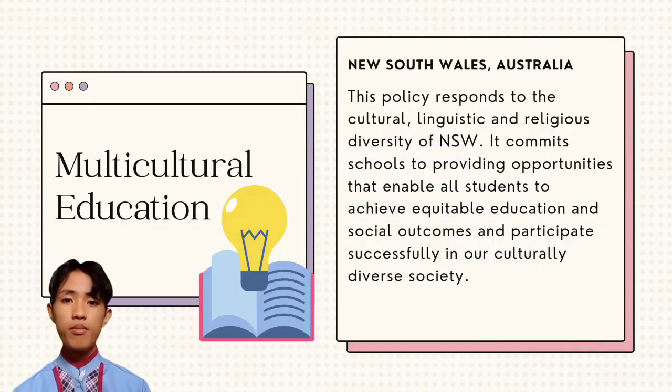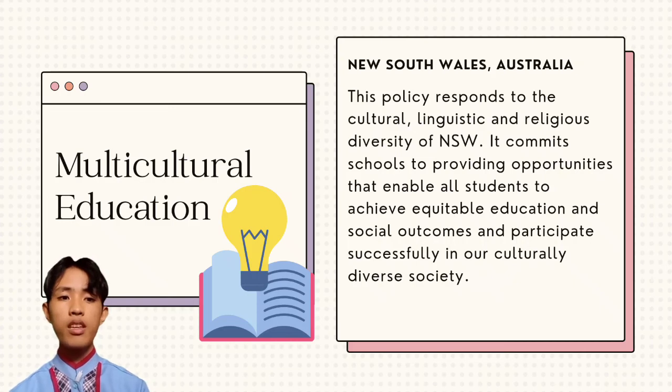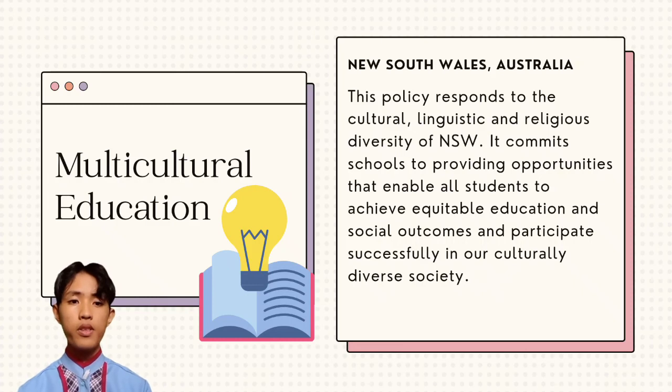One of the best examples of policies addressing multiculturalism in school is made by the Government of New South Wales, Australia. This policy responds to the cultural, linguistic, and religious diversity of New South Wales. It commits the schools to provide opportunities that enable all students to achieve equitable education and social outcomes and participate successfully in our culturally diverse society. So the policy has 6 points.